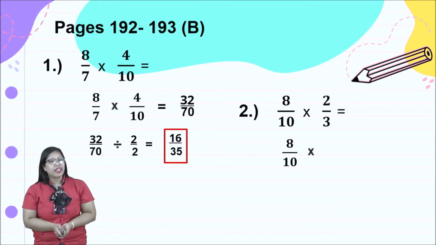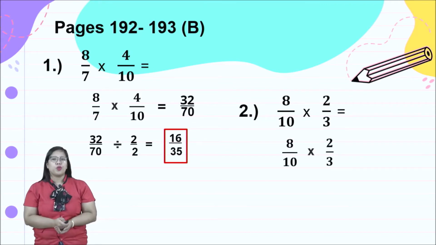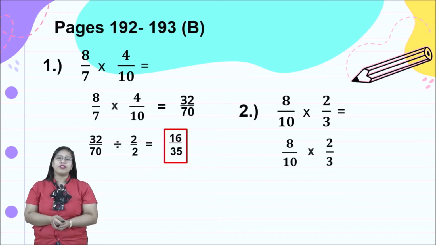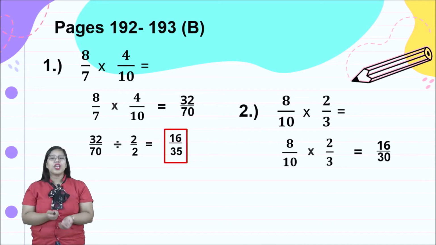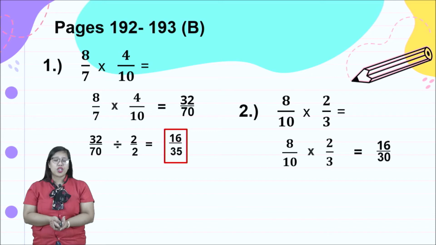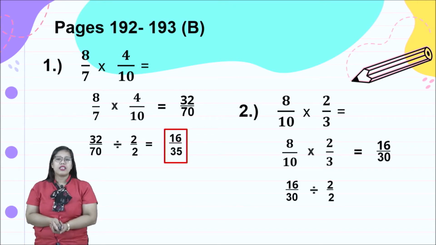So again, kids, we need to multiply the numerators. And our numerator for the second number is 8 and 2. So 8 times 2 is 16. And 10 times 3 is 30. Very good. As you can see, 16 and 30 can be expressed in lowest term. By how? By dividing it from their GCF.